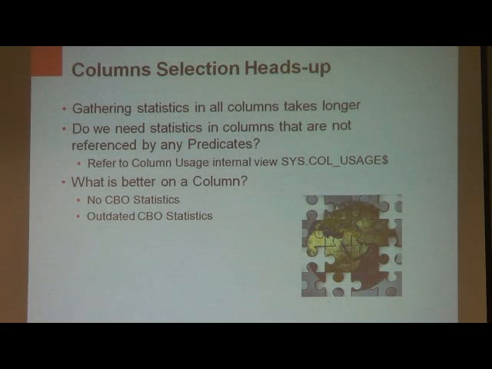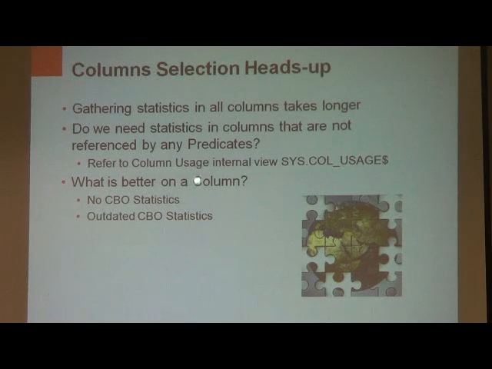How do we know if a column is used by a predicate? We look here: SYS.COL_USAGE$. This table is going to tell you if any given column on any given table has been referenced in a predicate. Okay, that is what we use. On linear stats, this is what we use.